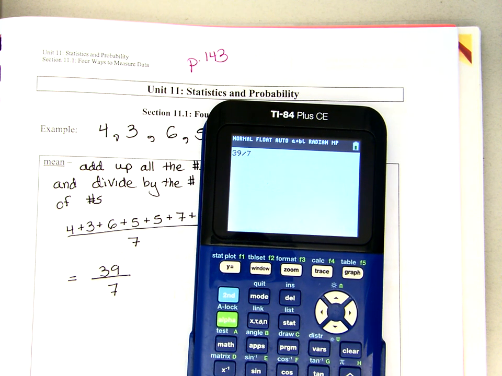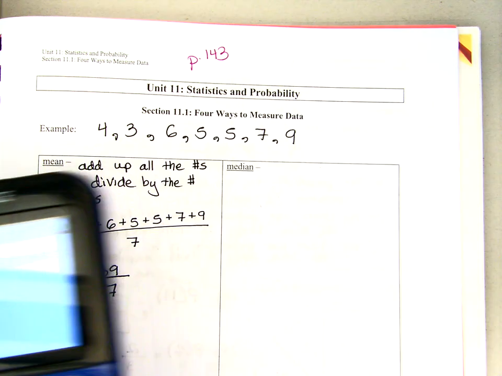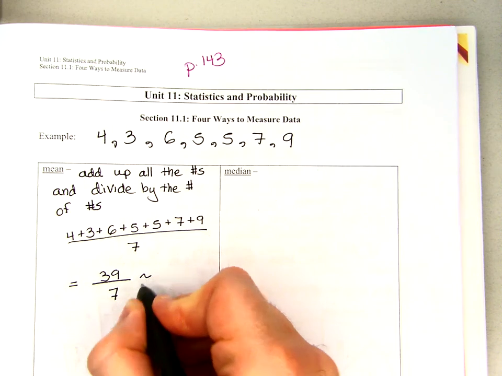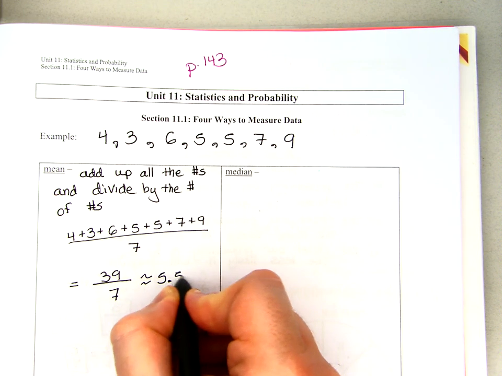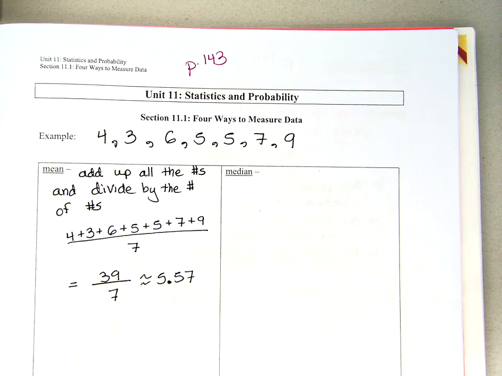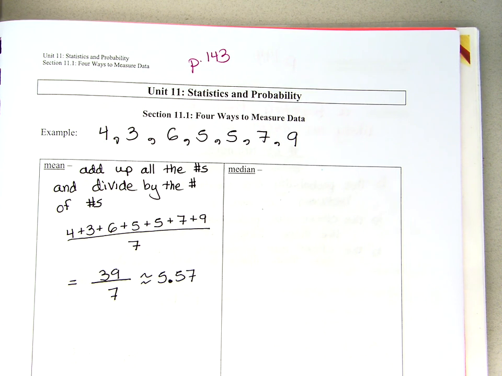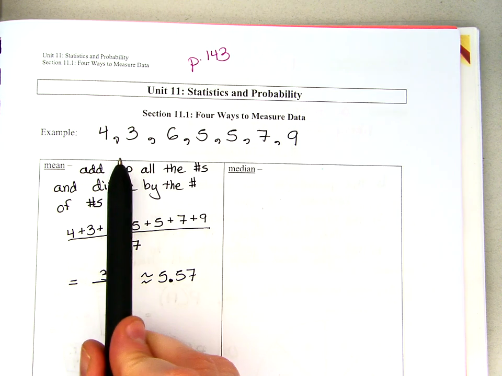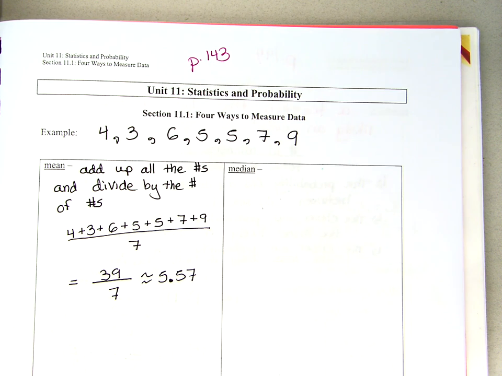As opposed to the rest of the unit where we were dealing with fractions for probability, that's not what we're doing here. I'm just doing the division problem, and it's not a great answer. That's okay. Sometimes we're going to get decimals for these. I'm going to round to 2 places, and I'm going to say 5.57. That is our average, our mean of those 7 numbers.